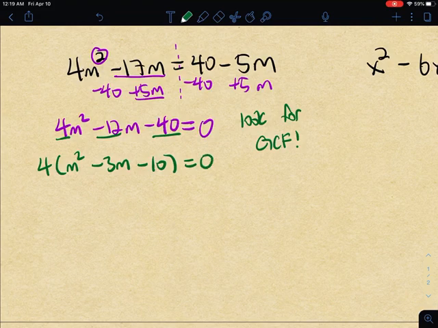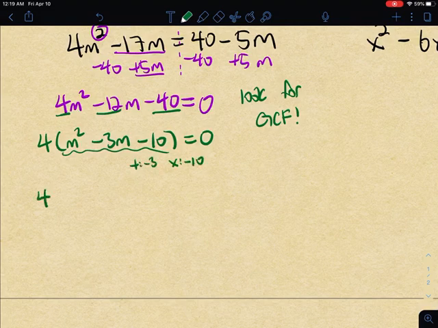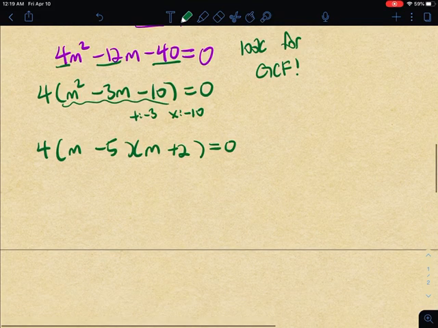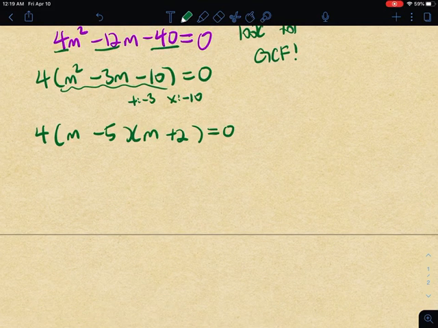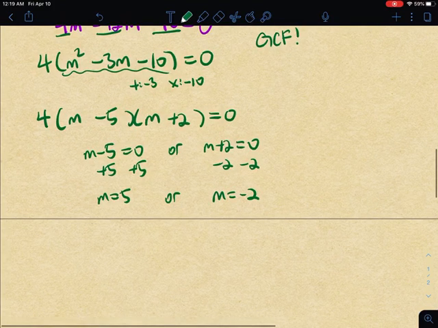Okay, and the reason we do this is it's going to make our next steps much easier. So now I can factor what's on the inside. We want two numbers that add up to negative 3, multiply to negative 10. And let's set it up. Okay, what are my two numbers? Minus 5 and plus 2. And then again, let's use the zero product property. Let's set m minus 5 equal to 0. I get m equals 5, or m plus 2 equals 0. So I get m equals negative 2.